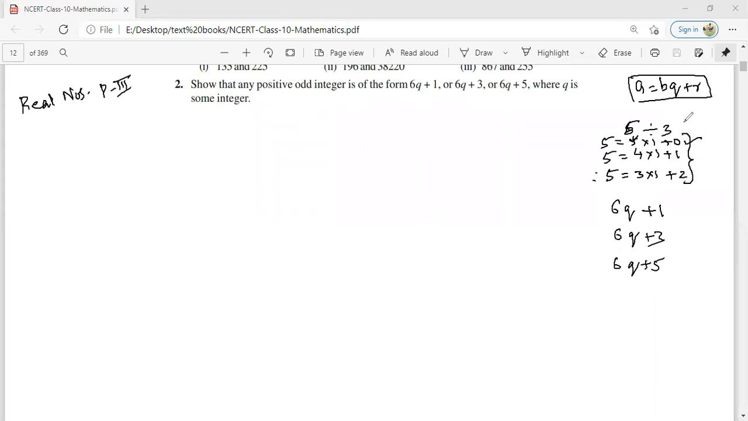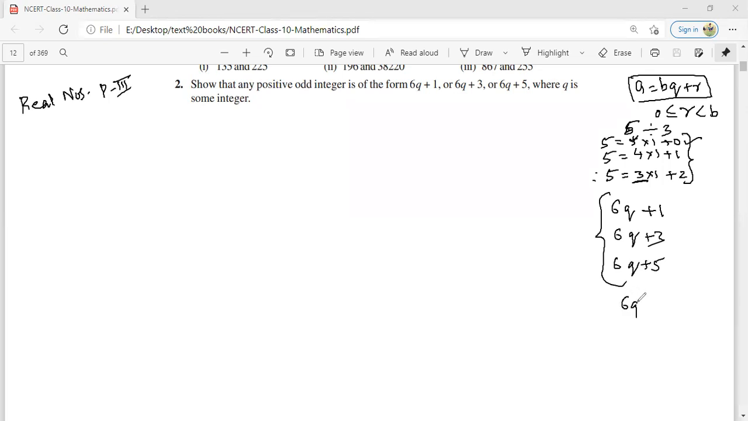So r varies from 0 to 2, greater than or equal to 0 and less than 3. So r is always greater than or equal to 0 and less than b. So this is the Euclid division lemma. So just do not worry about this question. Very simple question here. Whatever format is given, try to understand that form.